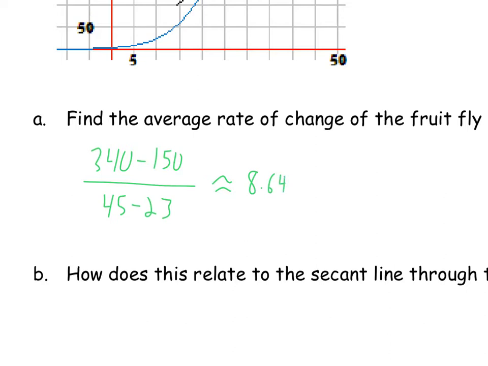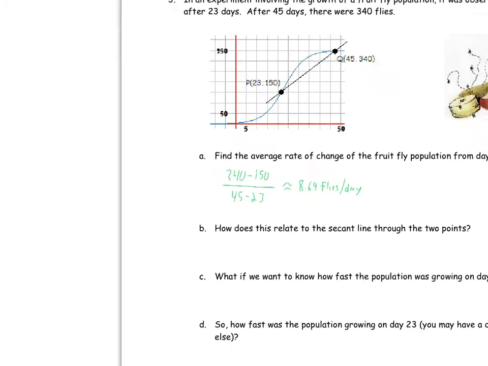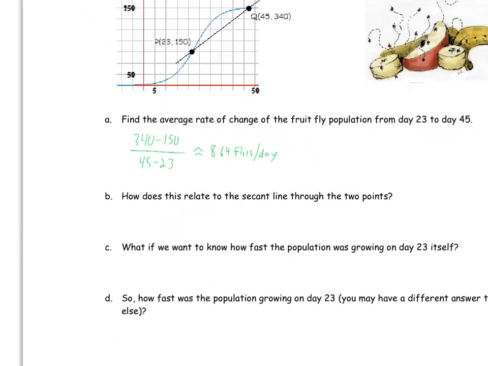8.64 flies per day. Really, you should round to 3 decimal places. I only have the 2 decimal place answer for some reason. Round everything to 3 decimal places, though, because that's what they do on the AP exam. How does this relate to the secant line through the 2 points? It's the slope.